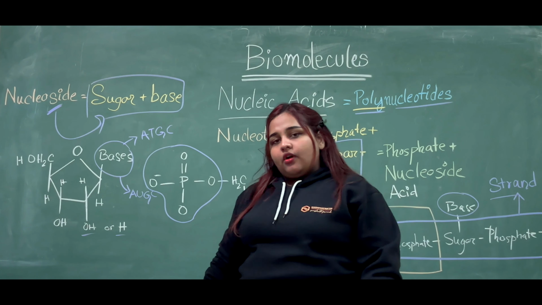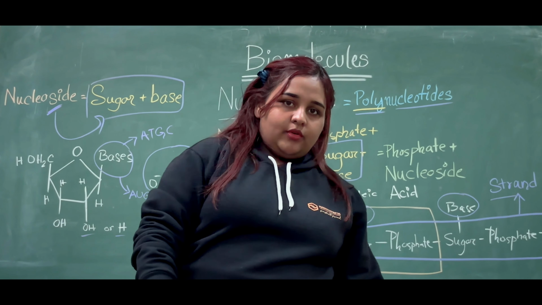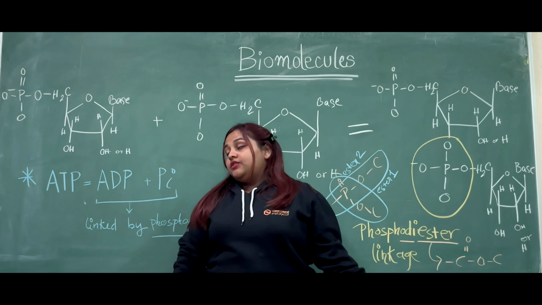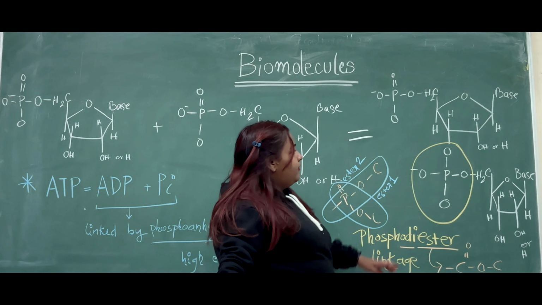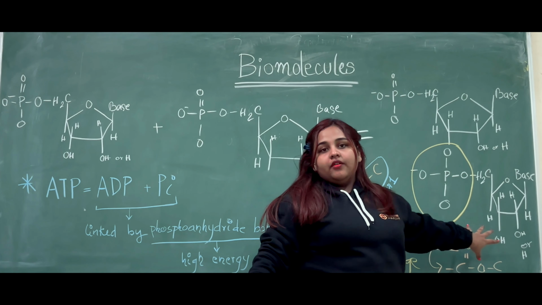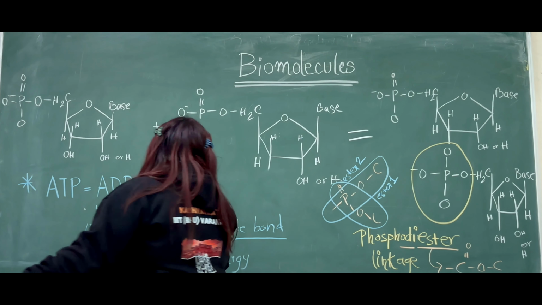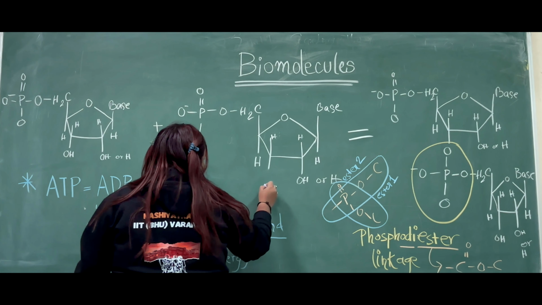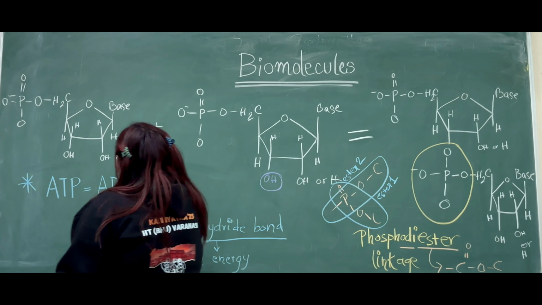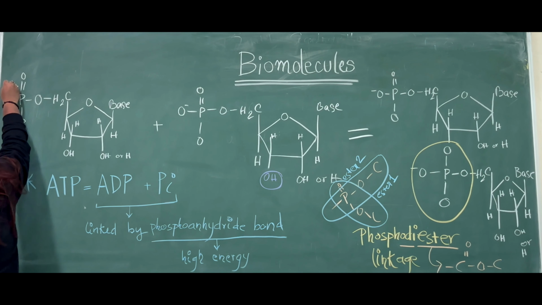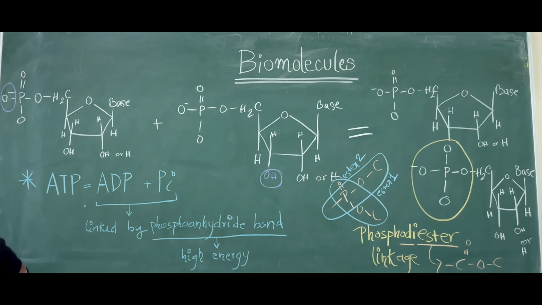Next, we will talk about the phosphodiester bond. So, when two nucleotides form a bond, they form this molecule. Now how do they form a bond? Basically, the OH here forms a bond with the oxygen here.